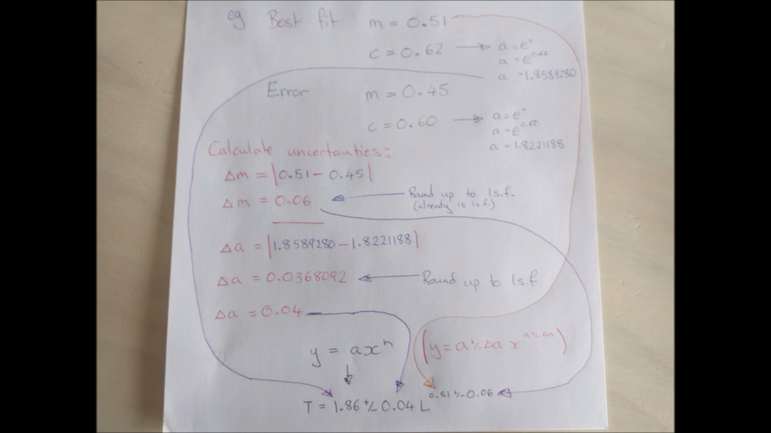Looking at the power, like L to the power of what, that power comes from our gradient. That's the 0.51 plus or minus 0.06. Then, looking at the A value that came from anti-logging the y-intercepts, that's the 1.86 plus or minus 0.04.